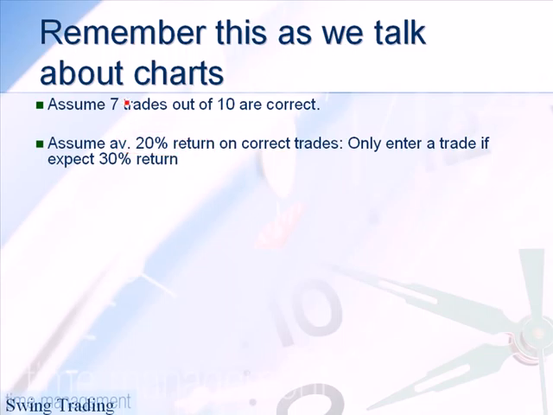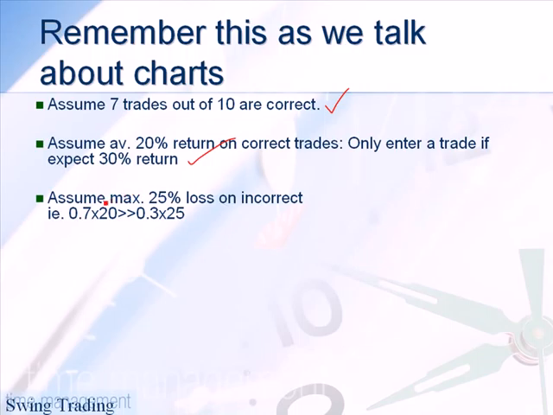And that's fair enough. I think it's a fair assumption. I think the 7 out of 10 being correct is a fair assumption. Now, assume the maximum is a 25% loss if you're wrong. If you are wrong on a particular trade, you lose 25% of the capital in that trade. So if you put £10,000 in, you lose £2,500 on that particular trade. And I think that's a fair enough assessment.